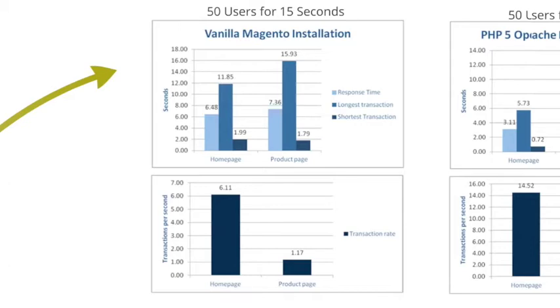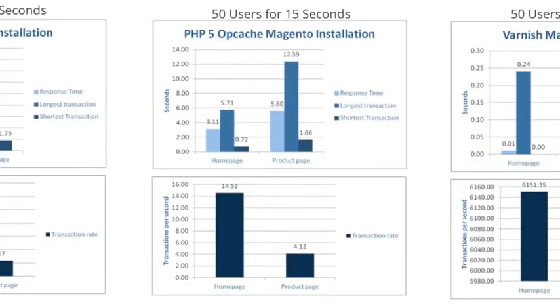So in our next graph, you can see after installing PHP 5 Opcache, which I was just talking about earlier, the bytecode, we've just halved our response time on the server, so we've gotten down to 3 seconds wait instead of 7, and 5.6 for the product page.